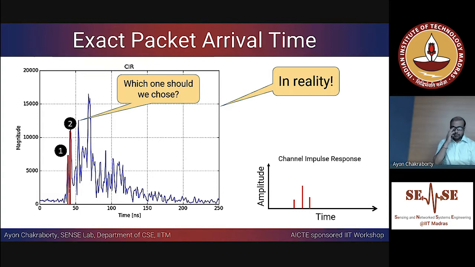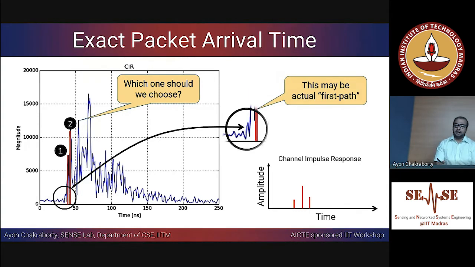Okay, so I hope this concept is clear. And often, as I told you, we are thinking more about this 1 and 2. It could be that maybe this is the first path. There's a small peak here that I have zoomed up, and this could be the first path. Okay, so then you'll be off by maybe 20 feet.